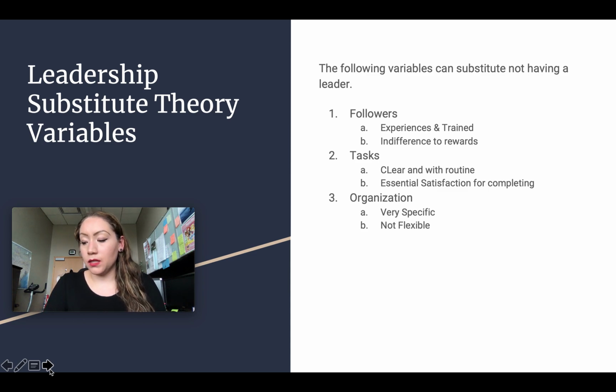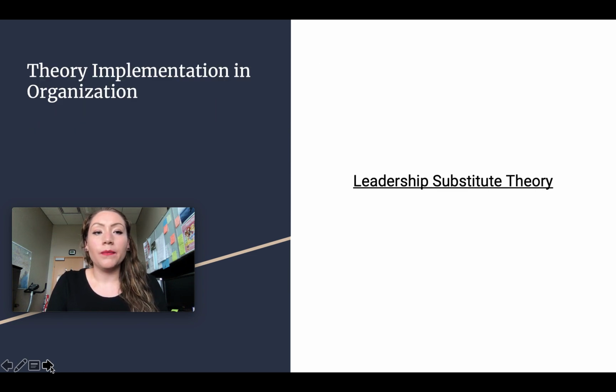And in terms of organization, it is very specific and not flexible, meaning that we cannot bend the rules or procedures, because in order for us to matriculate students, there's a certain procedure that we have to follow. That comes from the state. So it's not like we can change or bend any rules. So yeah, we would fall under the leadership substitutes theory of implementation.